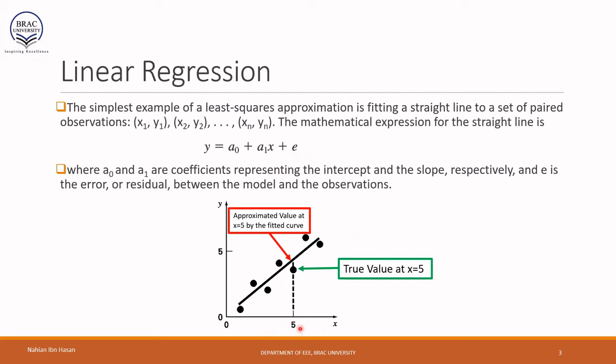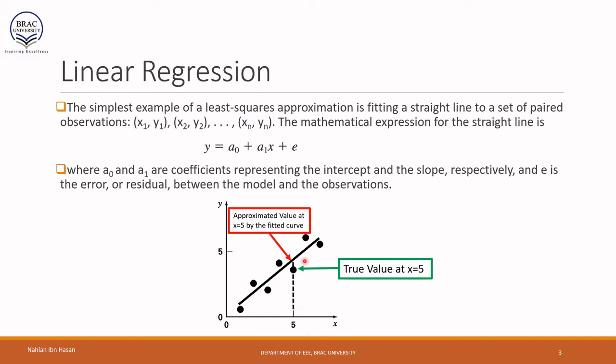At point x equal to 5, the true value is denoted by this black dot, and the approximated value at x equal to 5 is given by the straight line at this point. As a result, there is a slight difference between these two results, the true value and the approximated value, and the difference is known as the error at x equal to 5.